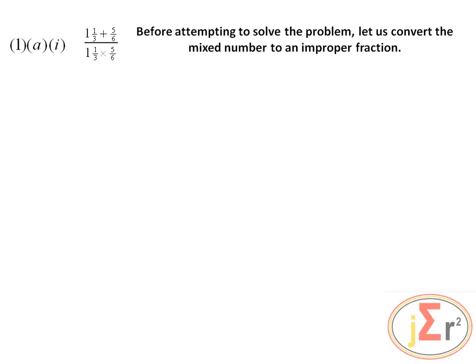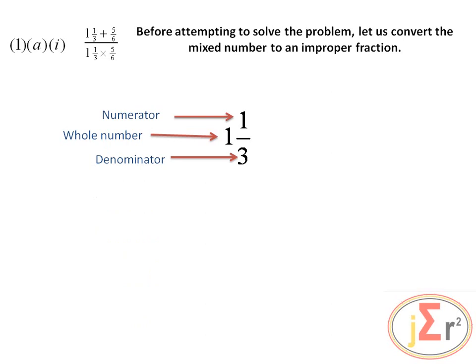Before attempting to solve the problem, let us convert the mixed number to an improper fraction. How do we do that? Before taking a look at how we do that, let us label the different components of a mixed number. We have the whole number, we have the numerator, and we have the denominator.